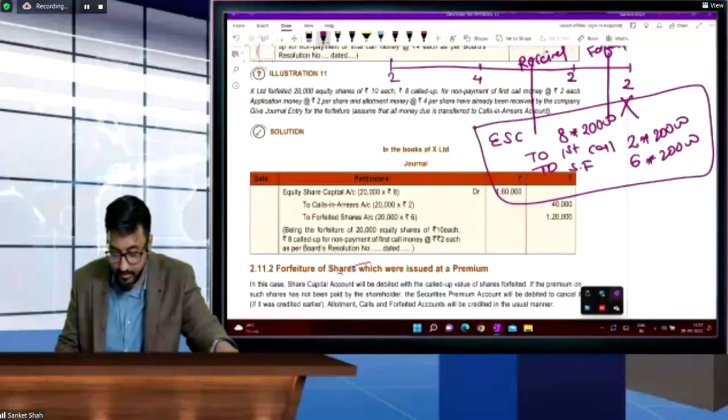So beta, this is the entry. Think for one share. Draw these diagrams.